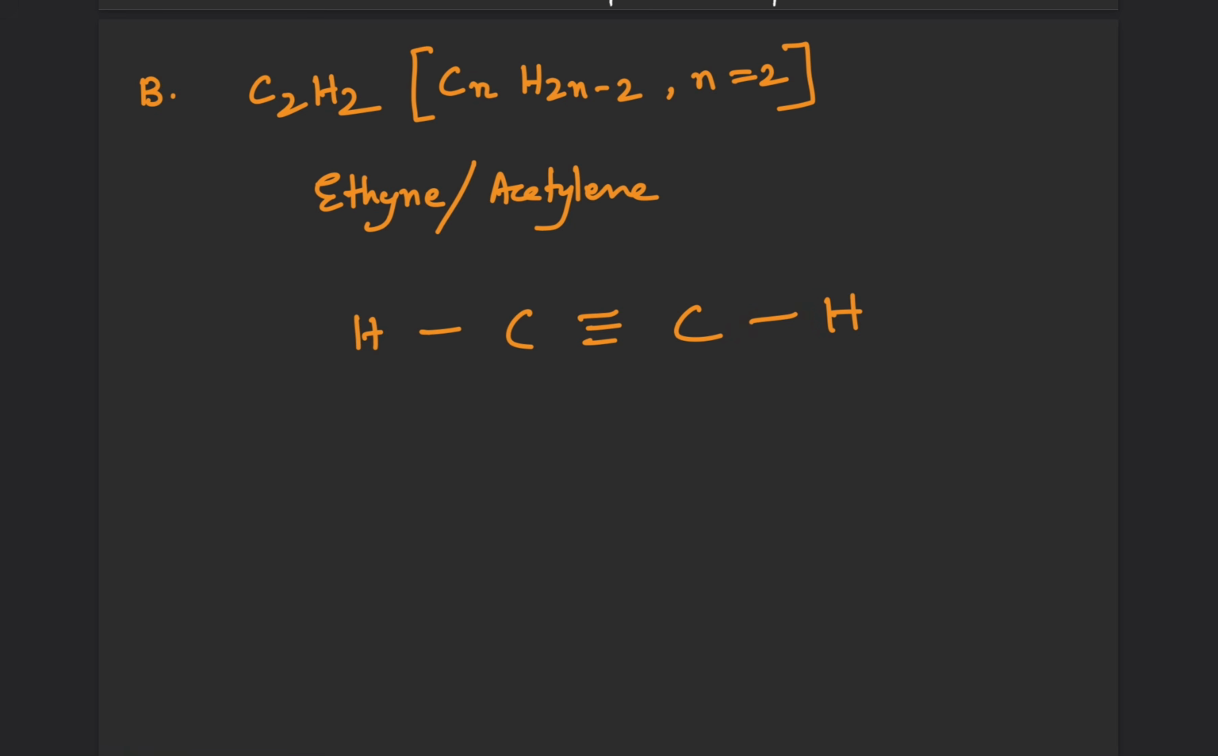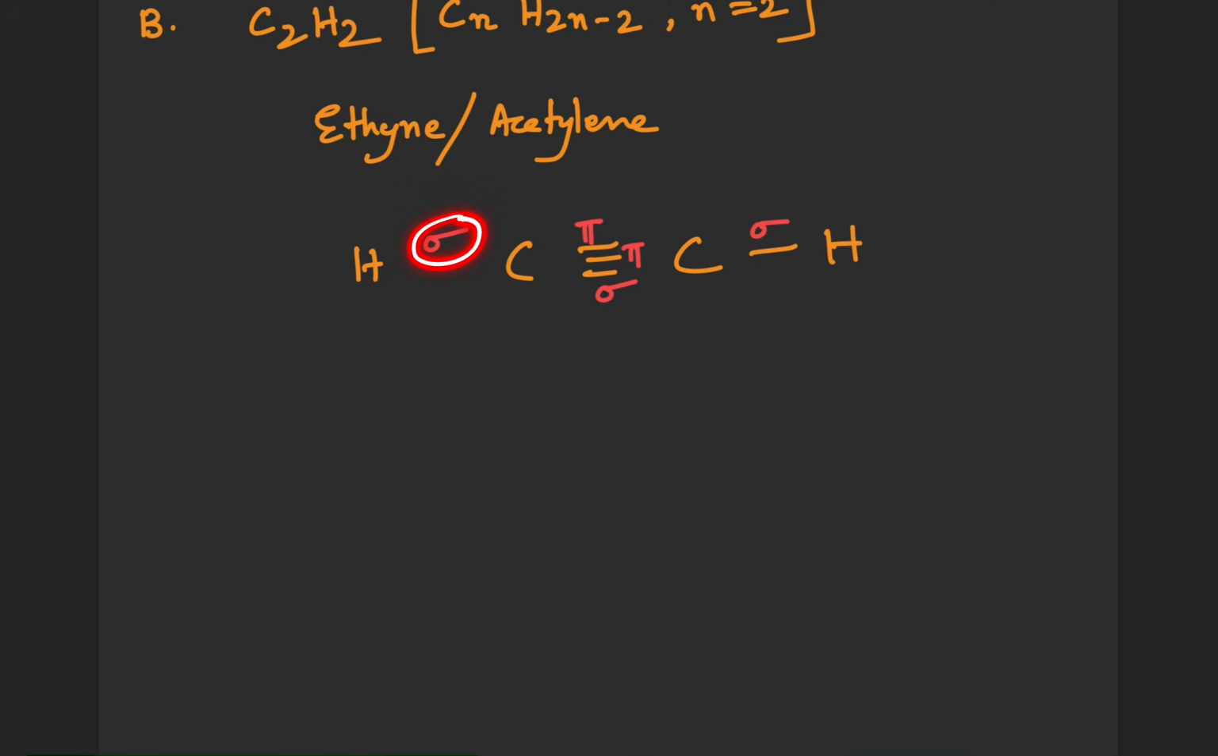So therefore, you can see ethyne has 1, 2, and 3 sigma bonds and 1 and 2, 2 pi bonds. So ethyne has 3 sigma bonds and 2 pi bonds. So therefore B is matched to 1.